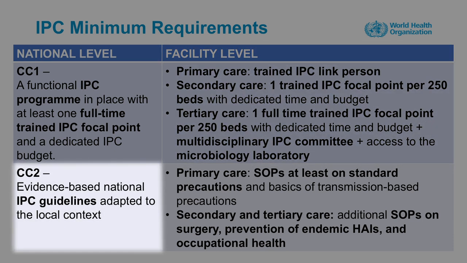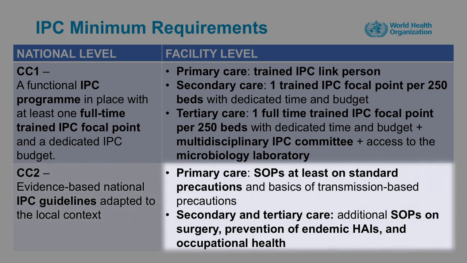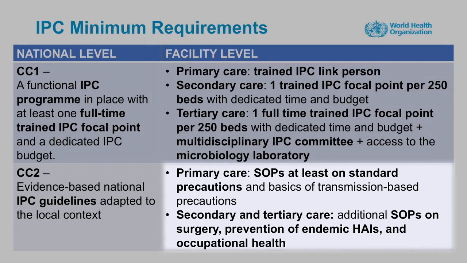Core component number 2 refers to the evidence-based national guidelines that should be in place at the national level, adapted to the local context. And at the facility level, these are SOPs, at least on the standard precautions and basics of transmission-based precautions. At the secondary and tertiary care level, this means that there are SOPs not just on the basics and the transmission-based precautions, but additionally also on surgery, prevention of endemic hospital-acquired infections, and occupational health.